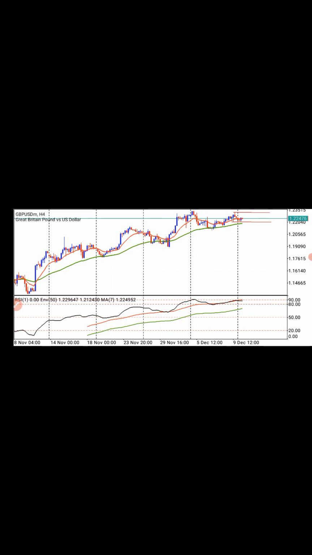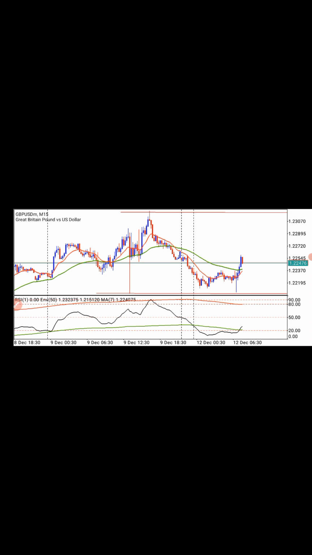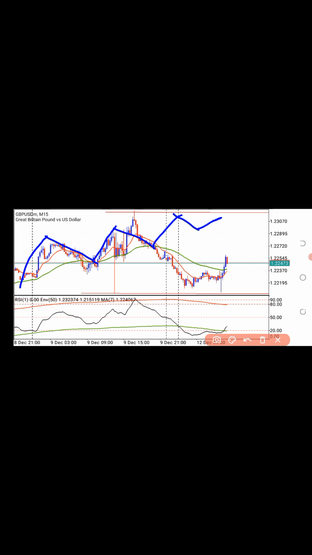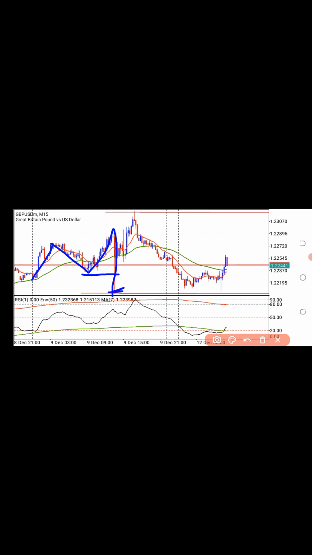So once I've established that, I can go down to my 15-minute time frame now. On my 15-minute time frame, this is the structure: higher high, higher low, higher high, higher low. But this higher low actually took out the liquidity here. So we now have a new higher high, right? So they break the structure here.